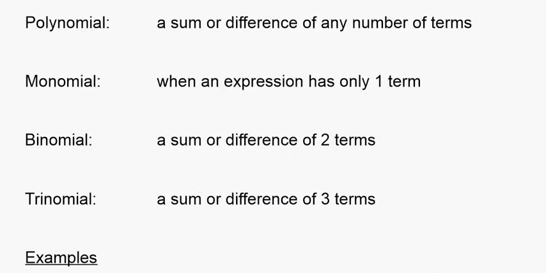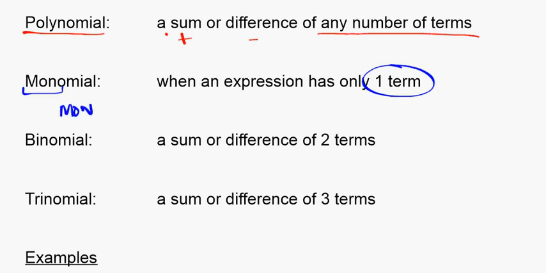So we call it a polynomial when you have a sum or difference of terms. So when you have any number of terms and they're separated by addition or subtraction. If there is just one term, we call it a monomial. Mono is the same as 1.